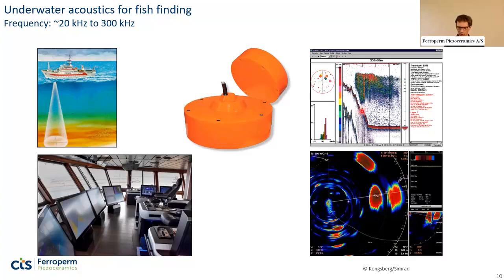And looking at another screen, you can really see how large the school of fish is, and also in which direction it is located and moving, so that you can quickly move in on it and start catching the fish by throwing out the net. A transducer for this may look like this, so it's completely encapsulated and can be mounted on the hull of the ship.